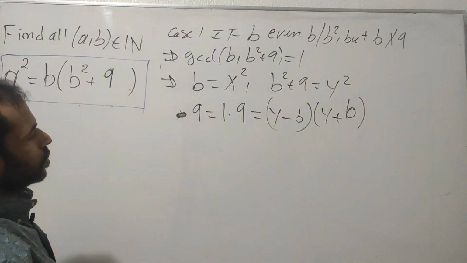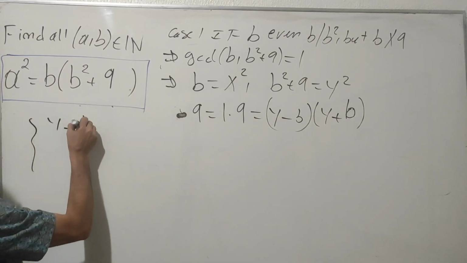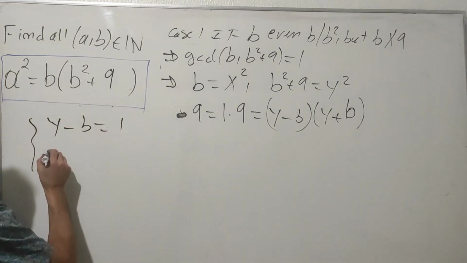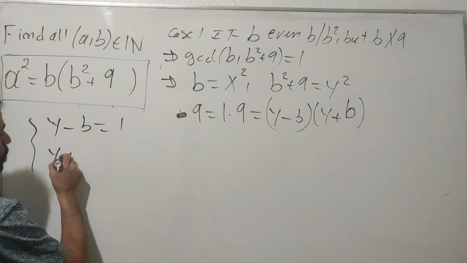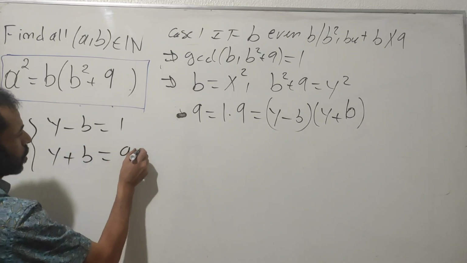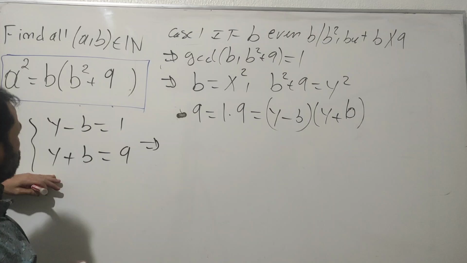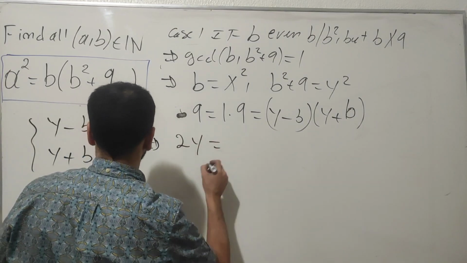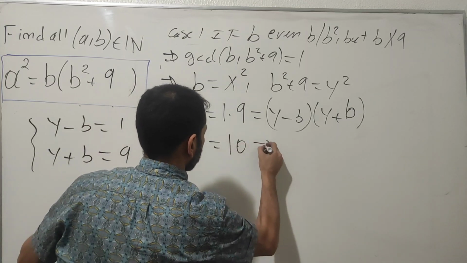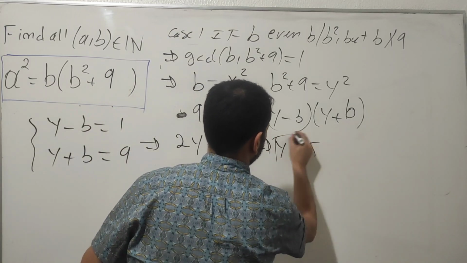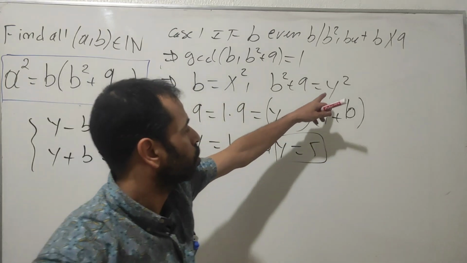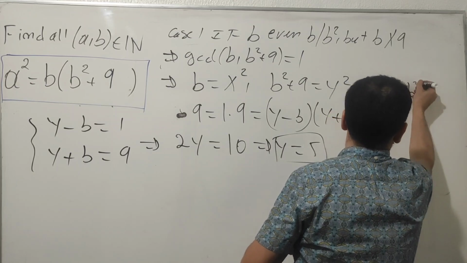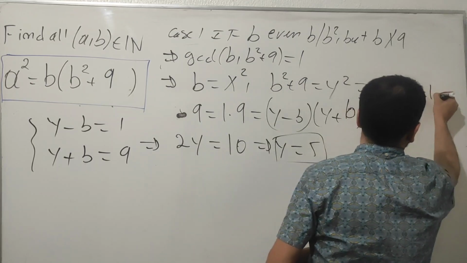So what to do here? I'm going to take y minus b equals 1, because it takes the small value, the smaller integer. So the bigger one, y plus b, is going to take 9. More simply, adding this equation to this equation, b cancels out. So I get 2 times y equals 10. Thus y equals 5. If y equals 5, I simply replace it here. It becomes 25. Thus b squared equals 25 minus 9, which is 16.